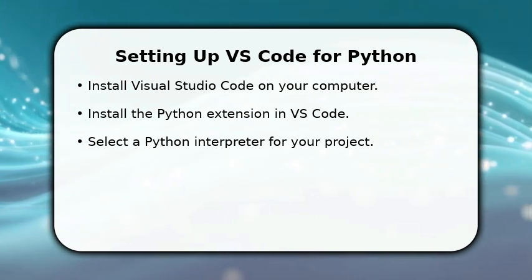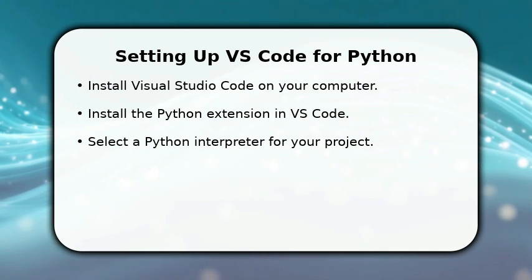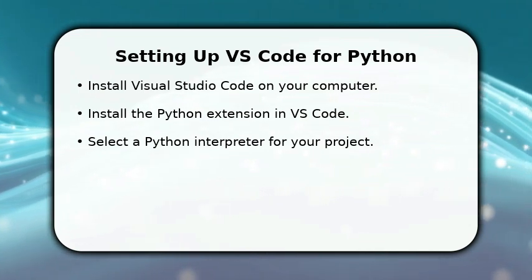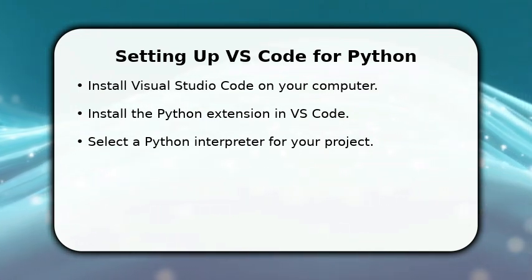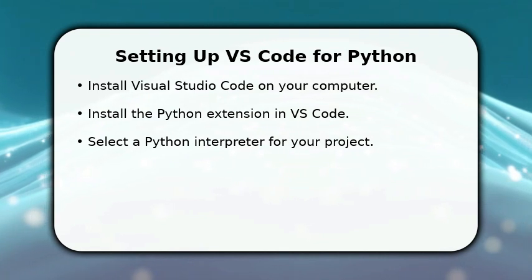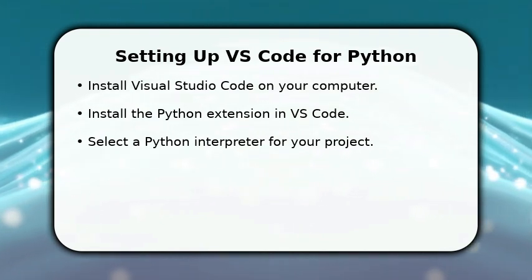Finally, select your Python interpreter by opening the command palette and choosing Python: Select Interpreter. This ensures VS Code uses the correct Python version for your projects.